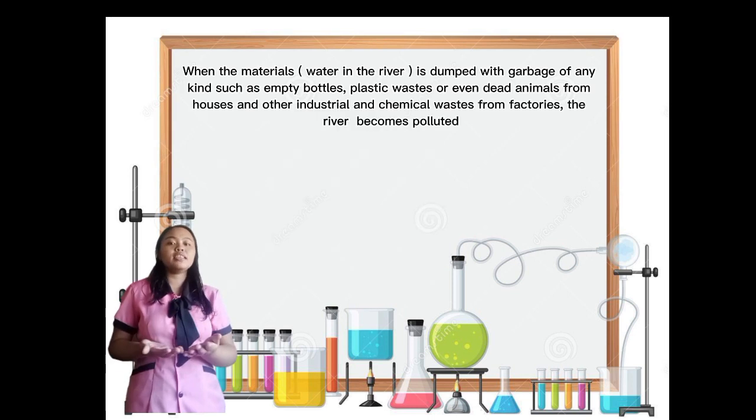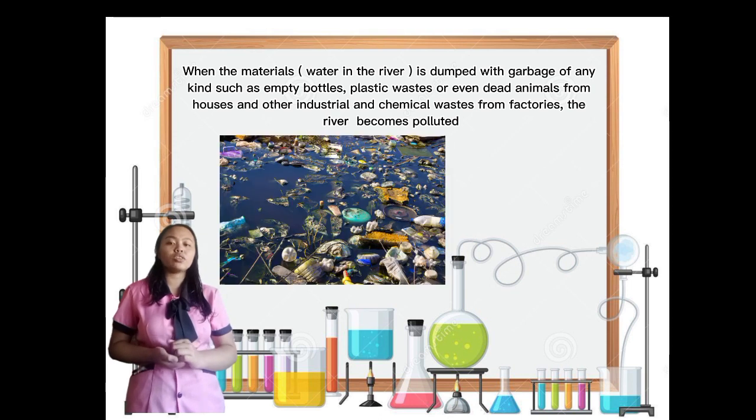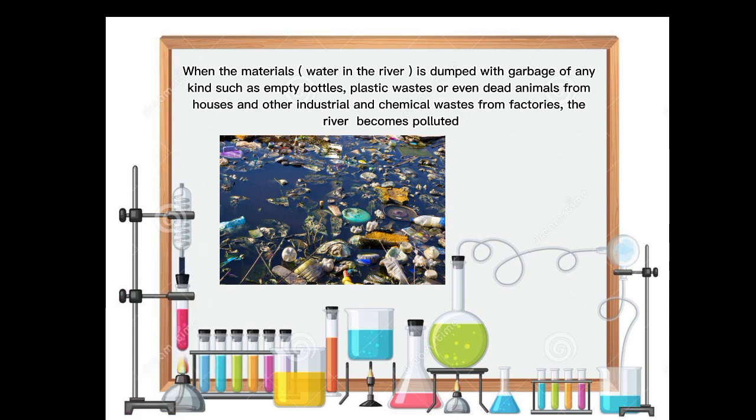When the river is dumped with garbage of any kind such as empty bottles, plastics, waste, or even dead animals from houses and other industrial and chemical waste from factories, the river becomes polluted. If we drink water contaminated with germs, we are likely to get sick. Polluted water also kills living organisms such as fish and water plants.